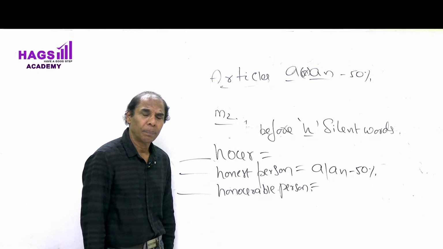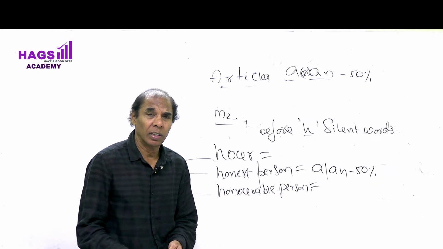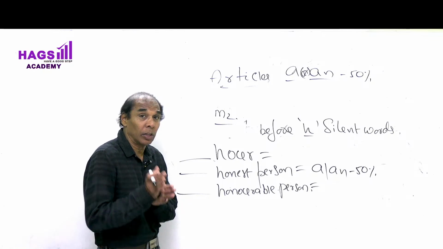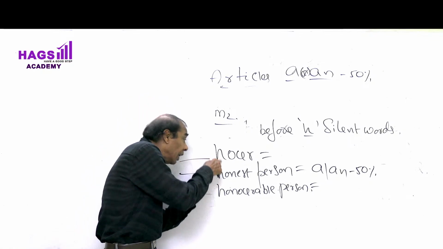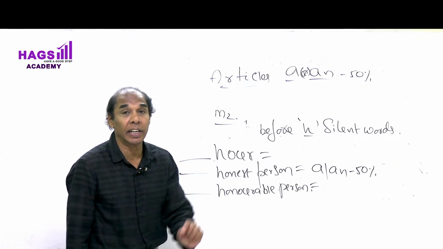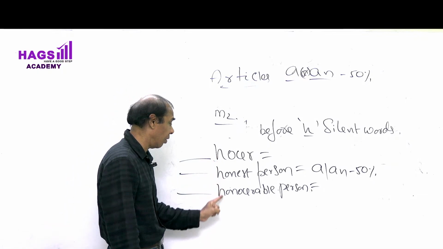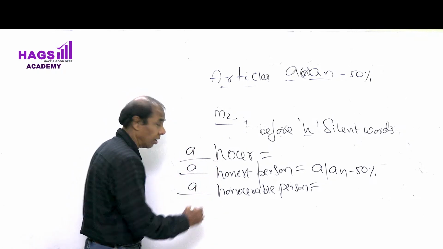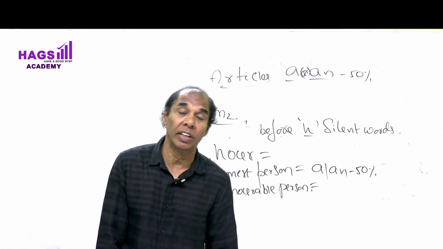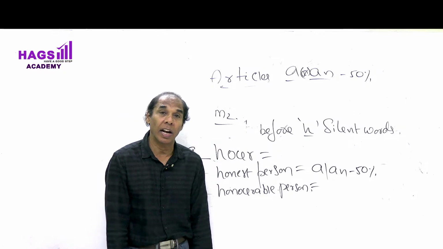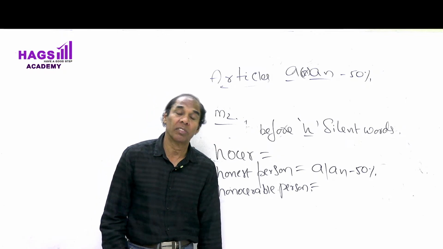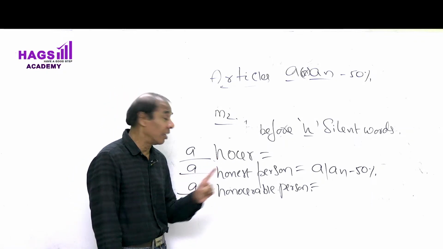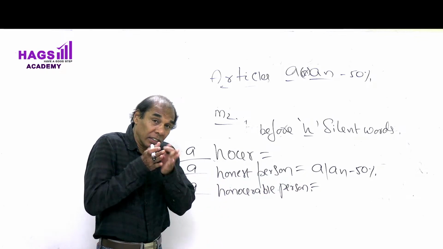Every word's spelling begins with H, and H is a consonant, so they think we have to use a. Unfortunately they are thinking in the wrong way. What I am telling you is, depend on the sound of the word, not on the spelling of the word. 90% of the students get confused like this, and unfortunately they lose marks in English exams. So my students, don't consider the spelling of the word. We have to consider the sound of the word.